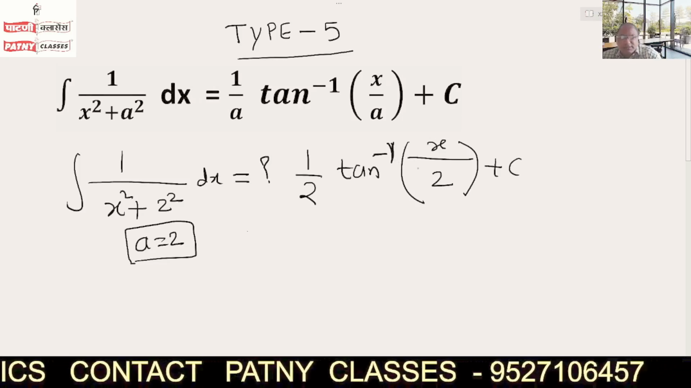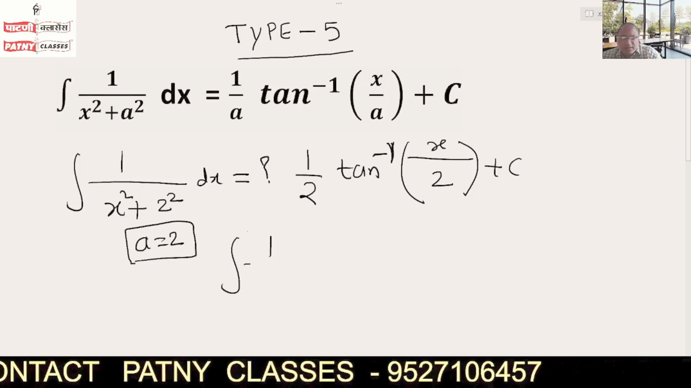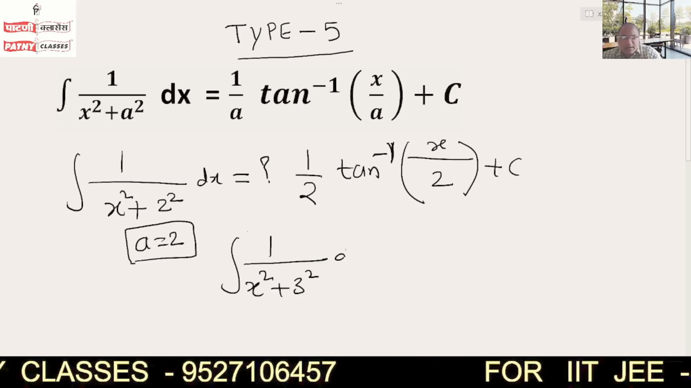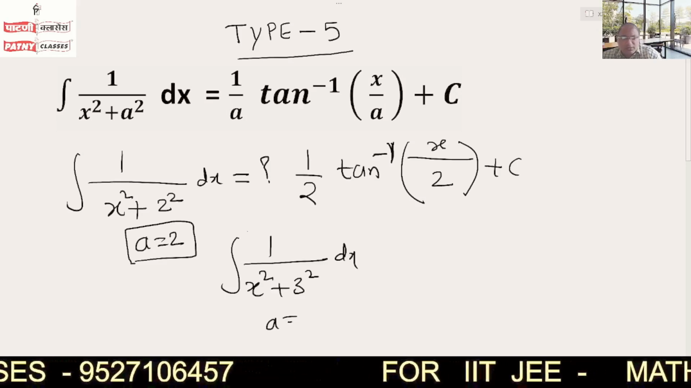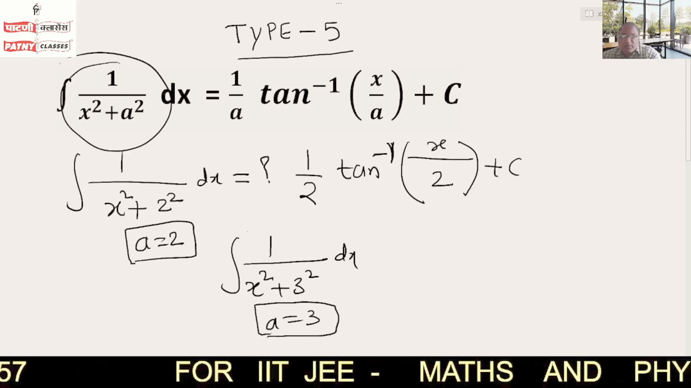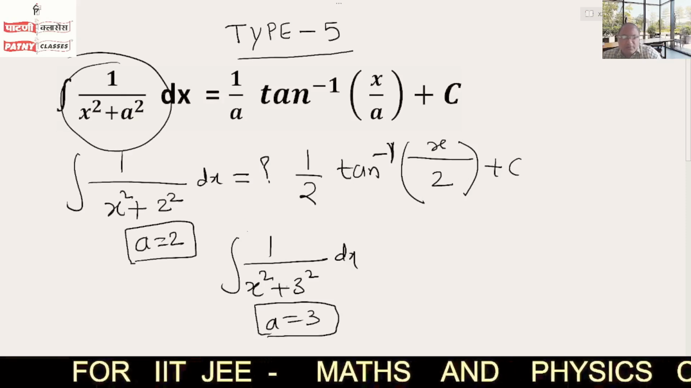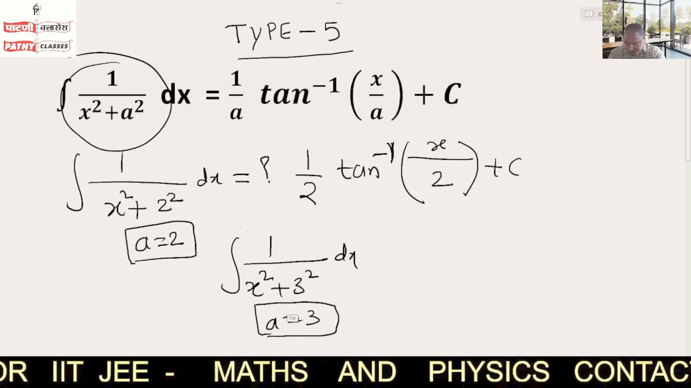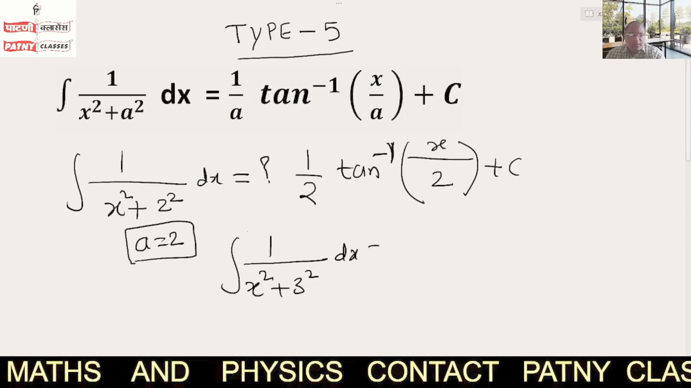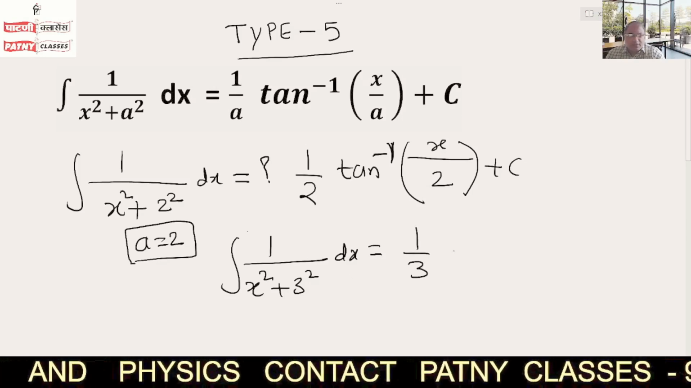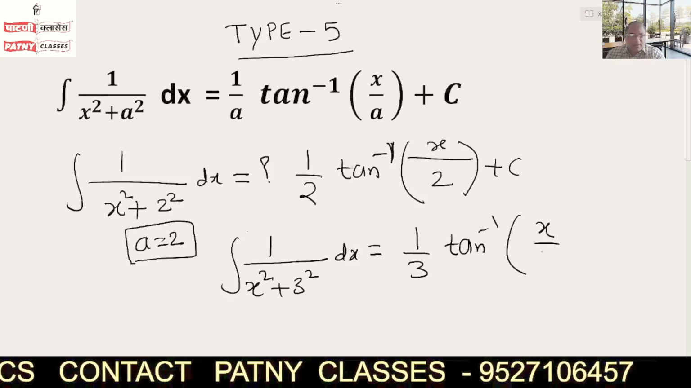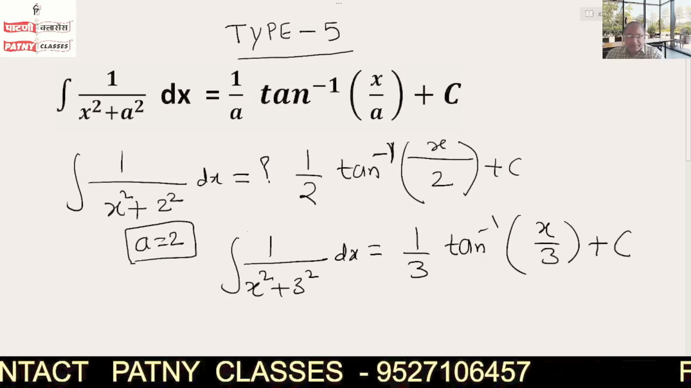This is the answer. Similarly, one more example: 1 upon x square plus 3 square. Again, a equals how much? When compared with 1 upon x square plus a square, we find that a equals 3. Now the answer would be 1 upon a, that is 1 upon 3 tan inverse of x upon 3 plus c.